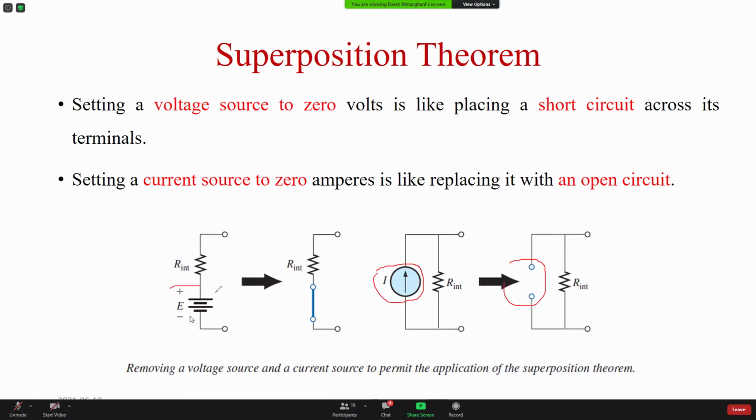A voltage source is replaced with a short circuit when we remove it. Why do we remove them? Because we only want one source at a time, so the other sources have to be removed from the circuit.